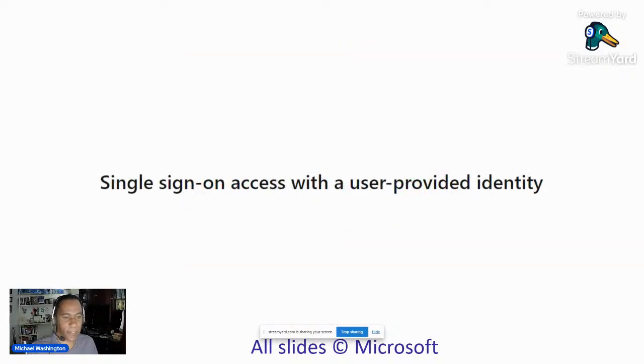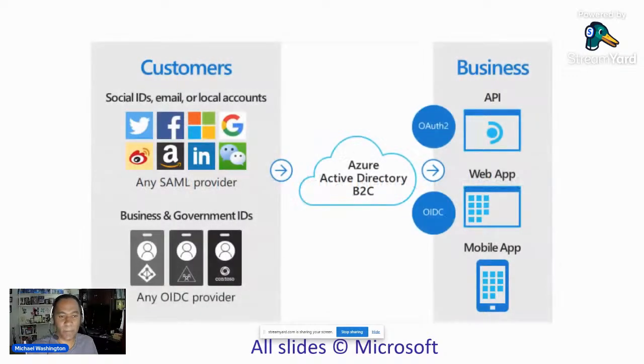Again, Microsoft says that Azure B2C is a single sign-on access with user-provided identity. So on the left-hand side here, it's showing you how you can tie into most of the social platforms like Facebook and Twitter, and of course Google, or actually any SAML provider, including your own custom ones. And then, of course, you have the Azure B2C tenant in the middle. And on the right-hand side, you have your application. So you have your web apps, you have your mobile apps. You can even have web APIs. And the protocol can be OAuth or OIDC.